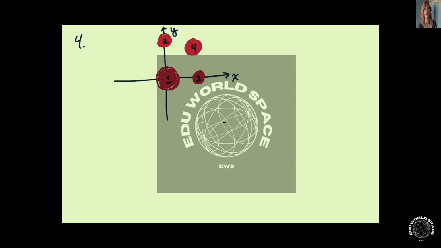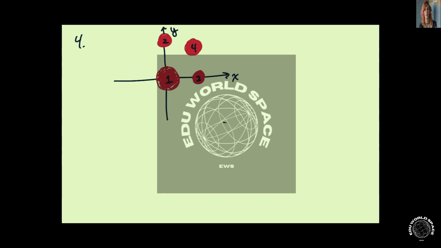We're told we have four different objects. We're told where three of them are located, and we want to figure out where the fourth one should be located so that the center of mass of all four of them is at the origin, or right here.